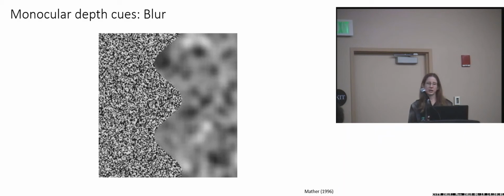Blur is also probably a weak monocular cue to depth. So I said earlier that accommodation blur is an unsigned cue to depth. You don't know if the blurry surface or the blurry objects are closer or farther with accommodation blur. But there does seem to be a tendency, if you show people these kinds of stimuli, for people to say that the blurry thing is in back and the crisp focus thing is in front. And I'm not 100% sure we know why that is.